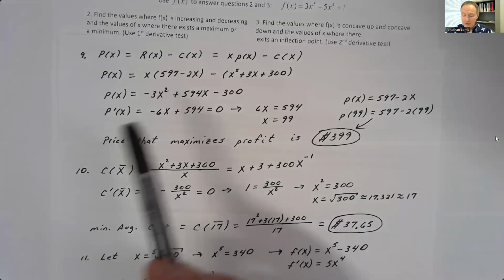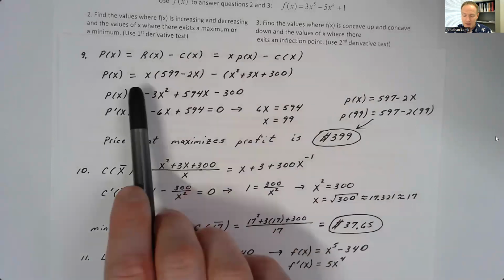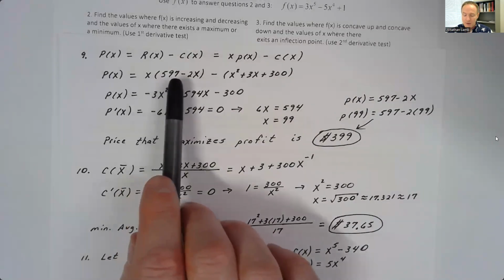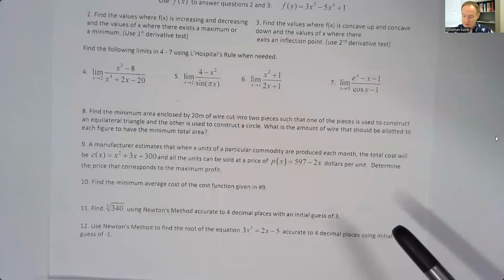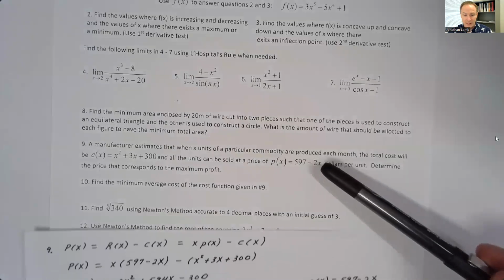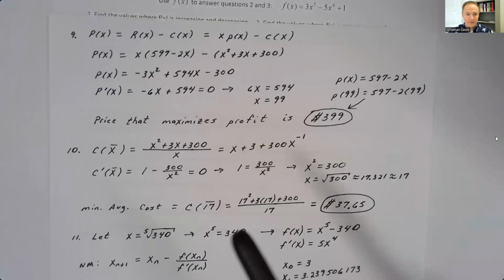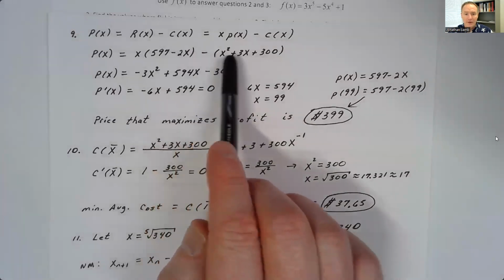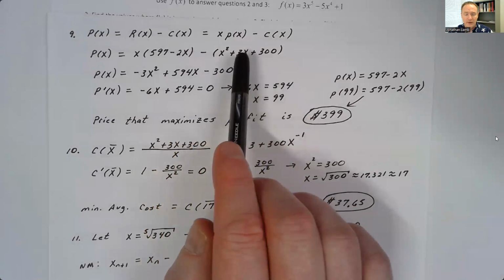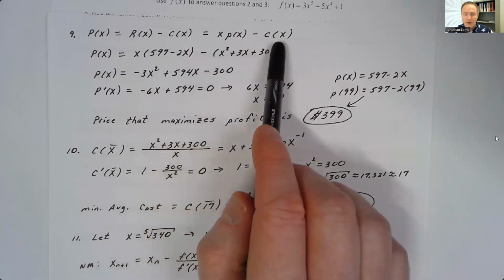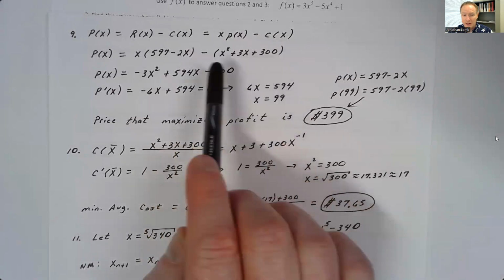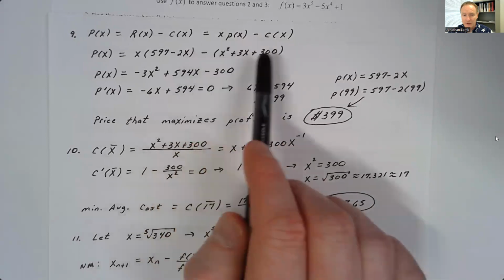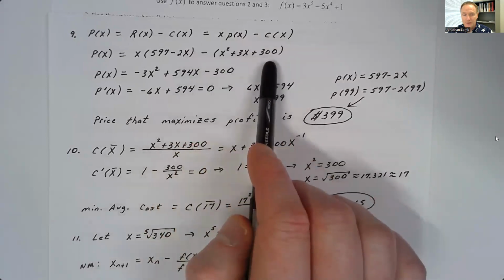Now, my revenue function, which was x times p of x, becomes x times the price function p of x that was just given in the problem, 597 minus 2x. Then I can say minus the cost function that I was given in the problem. And please do remember, you're subtracting off the entire cost function. You have to say minus the parentheses of the cost function. Remember, every term is subtracted.